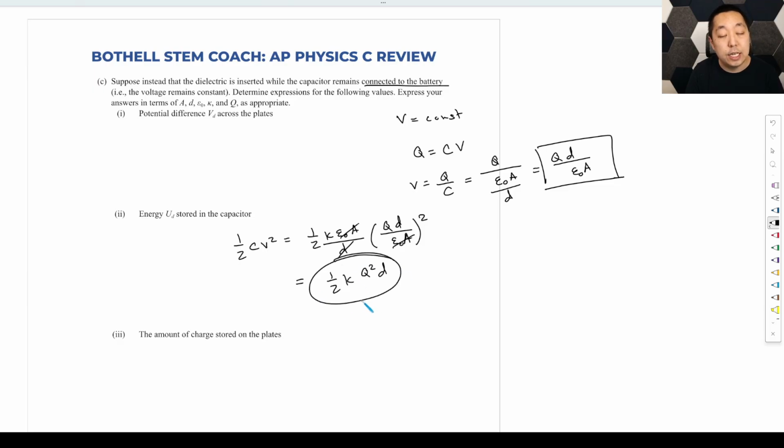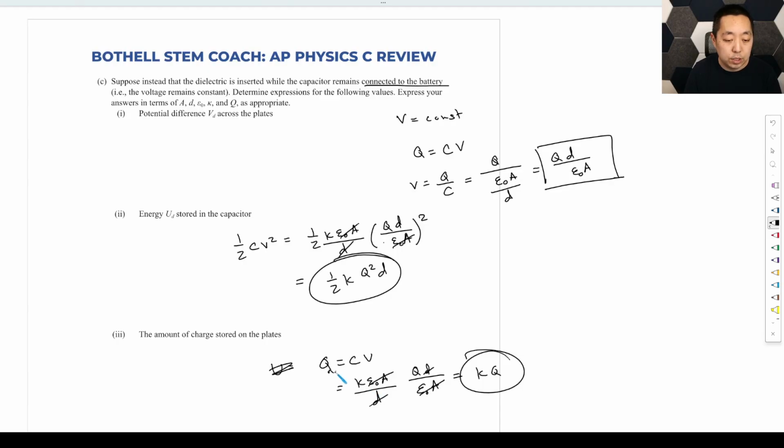And so you can see the energy is going to increase now, right? Because the kappa doesn't cancel, because the potential, this is before I put the dielectric in, is still the same because I've connected to the same battery. The amount of charge stored on the plates is Q equals CV. Now that I know the new capacitance, kappa epsilon naught A over D, and the original voltage, QD over epsilon naught A, you can see this is going to cancel, and you get kappa times Q. Now that's the new charge, and that should make sense to you, because if the voltage is constant and I increase the capacitance by kappa, then the Q is going to go up by kappa as well.